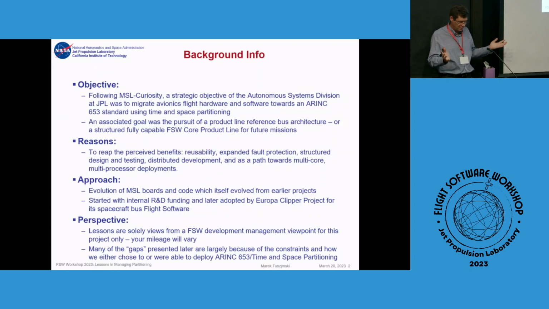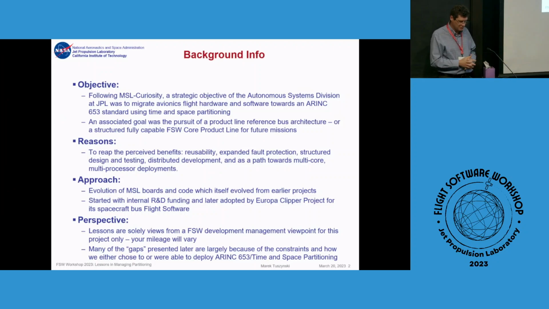And coming off of the Mars Science Laboratory and Curiosity mission, there was a strategic objective within the division at JPL to migrate to an improved flight hardware and software solution. ARINC 653 was very much of interest, and there was a push towards that standard. At the same time, the idea was to improve the software developed for the Curiosity mission, which had already evolved from a few earlier missions, and turn it more into a product line that could be deployed more easily and rapidly, primarily focused at flagship-style missions, but not restricted to it.